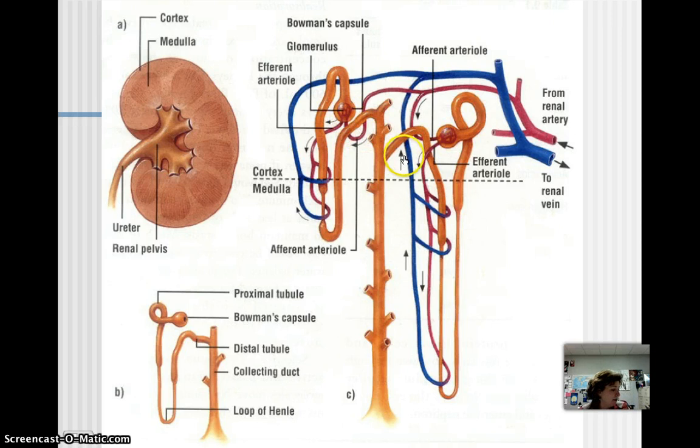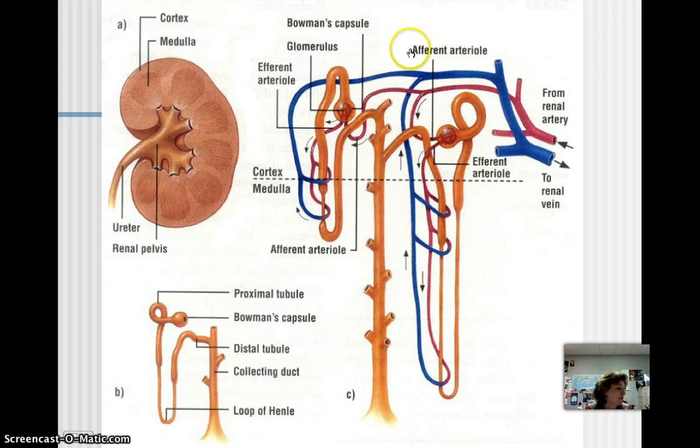So that ends our discussion of the major kidney parts for today. You should be a good portion of the way through the first and second page of the notes.